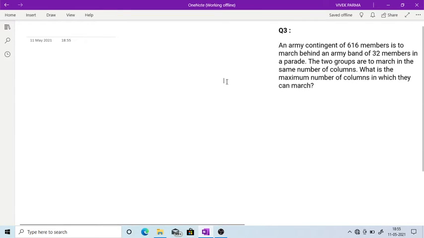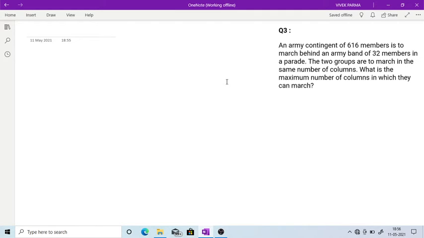So we have question number 3 here. An army contingent of 616 members is to march behind an army band of 32 members in a parade. The two groups are to march in the same number of columns. What is the maximum number of columns in which they can march?